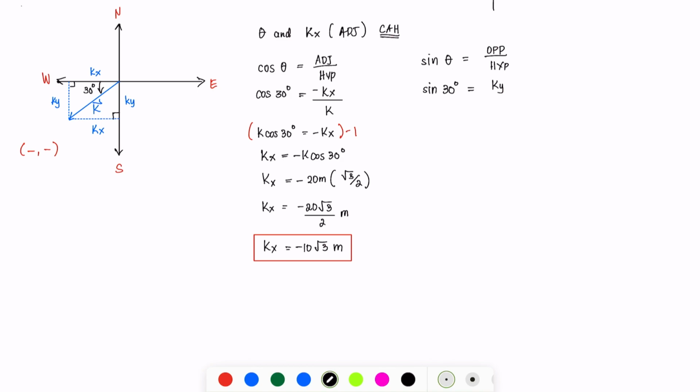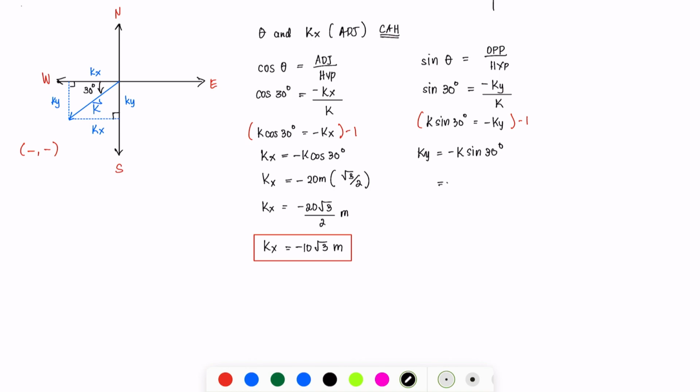But remember, it should bear a negative sign because it's on the third quadrant. Negative k sub y over the hypotenuse, which is the vector k. Now, if you notice, I am very, very specific about the signs because this could break everything. Once you get one sign wrong, everything is just destroyed. So you have to be very specific and very careful about the signs. So this will be k sine of 30 degrees is equal to negative k sub y, or the y component of k. You simply multiply both sides of your equation by negative 1. So you have now k sub y is equal to negative k sine 30 degrees.